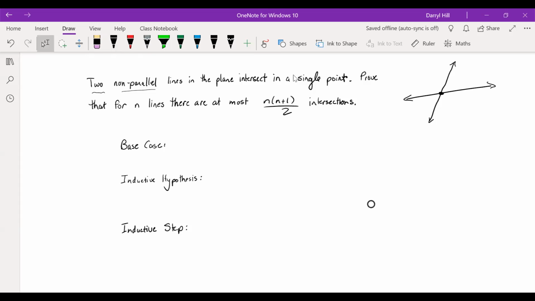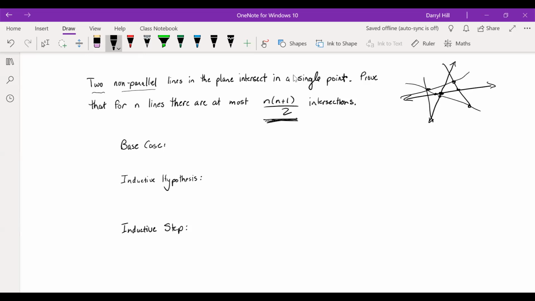So we're going to prove that for n lines, there are at most n times n plus 1 over 2 intersections. So if I put a whole bunch of lines here, if I have n lines, I'll have at most this many intersections. So each intersection, we can count them 1, 2, 3, 4, 5, 6, 7, and so on and so on. So hopefully the problem itself is clear.